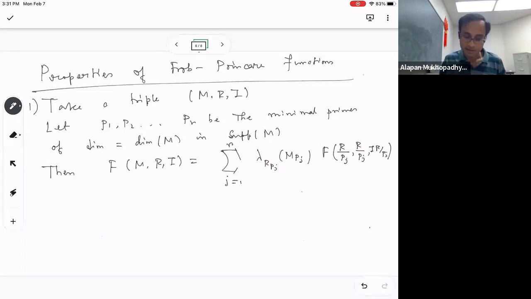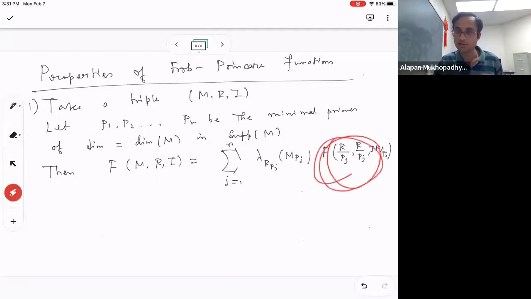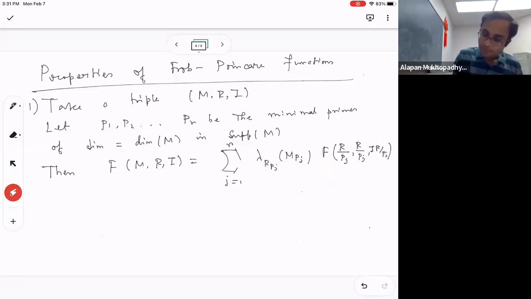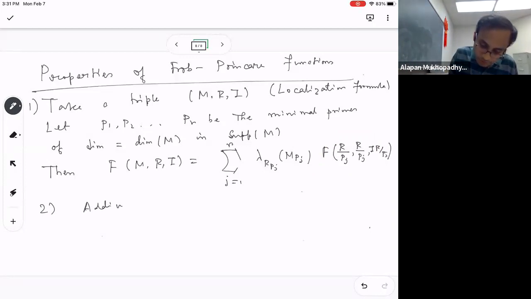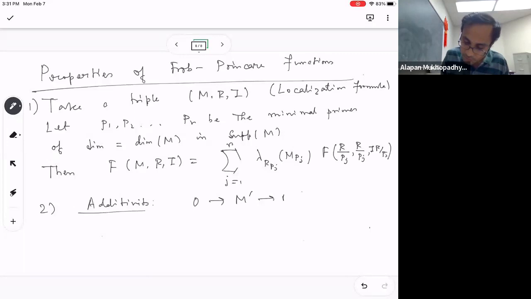Yeah, so in a way, it says that if I understand Frobenius-Poincare functions for domains, I understand Frobenius-Poincare functions for all modules. And the second statement is the following. So I call this theorem the localization formula. And the second property I called additivity. What does it say? Suppose that you have a short exact sequence of graded modules.